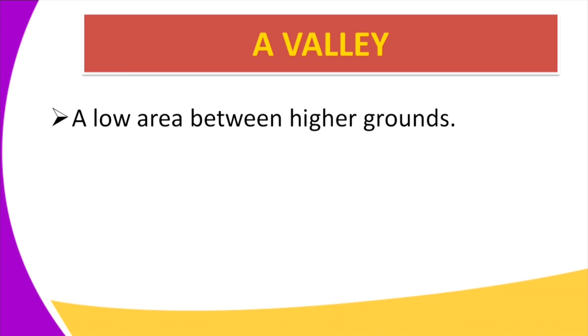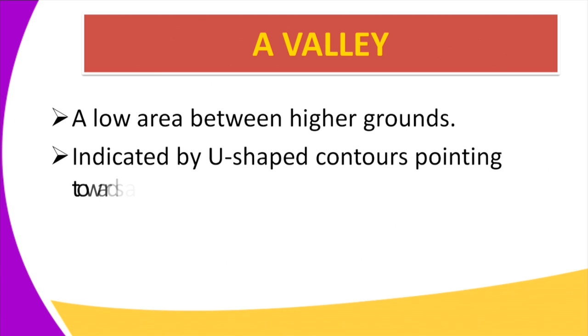For a valley, we see that a valley is a low area between higher grounds. The grounds on the opposite sides are high, and the middle part of it is a low area. So it is indicated by U-shaped contour lines which are pointing towards a higher ground. U-shaped contour lines. So you have to note how to detect a valley. You look at whether the contour lines are U-shaped and they are pointing towards a higher ground.